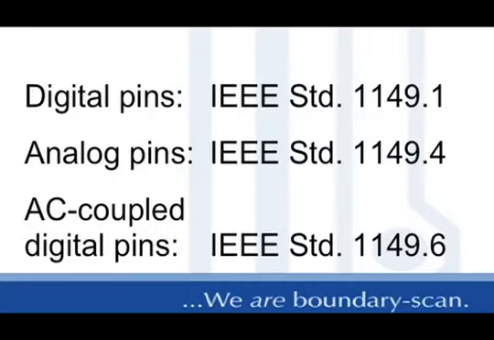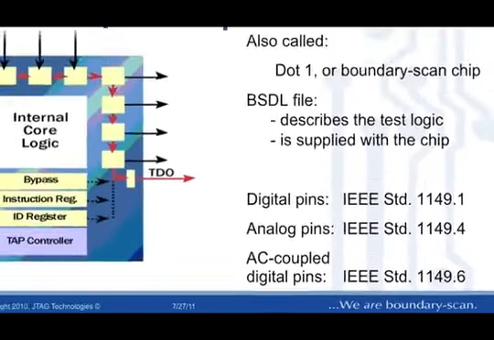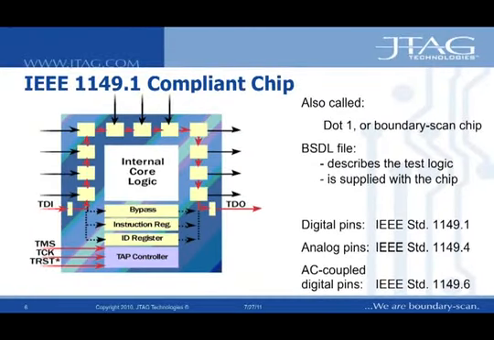The boundary scan register for digital pins is defined in IEEE Standard 1149.1. The boundary scan logic for analog pins in mixed signal devices is defined in IEEE Standard 1149.4, released in 1999. And the logic for high-speed AC coupled digital pins is in IEEE Standard 1149.6, released in 2003. The .4 and .6 standards are both extensions to the original .1 standard, and access to the logic is through the JTAG interface. .1, .4 and .6 together cover the majority of pins found on printed circuit boards.